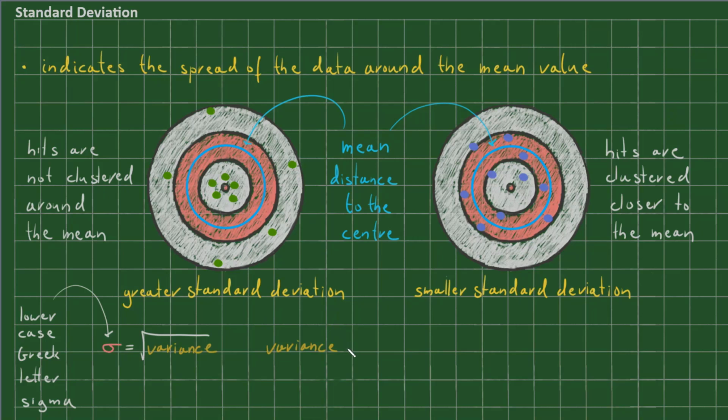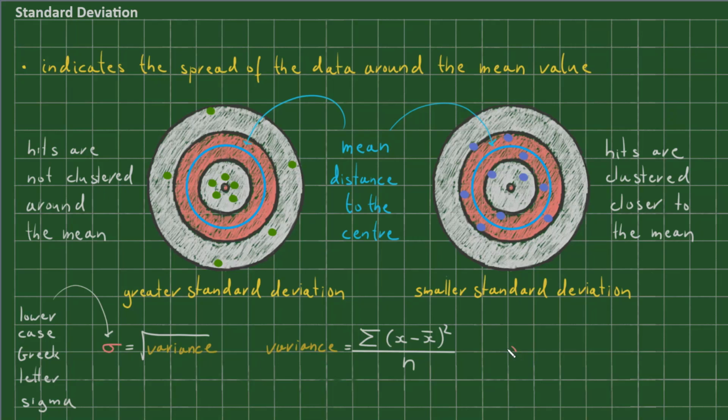Variance equals the sum of all x values minus the mean, so minus x bar, squared, and all of that over n. Now this might look scary, but remember what these terms stand for. x is a value within the data set, x bar is the mean, and n is the number of values within the data set. We can combine these two formulas into a single formula for standard deviation.